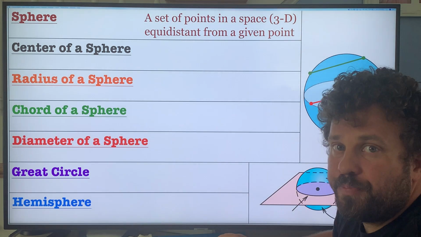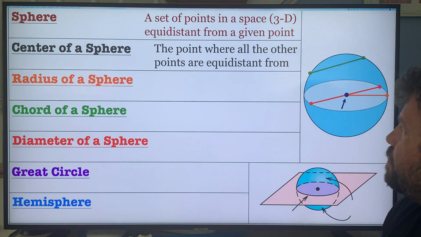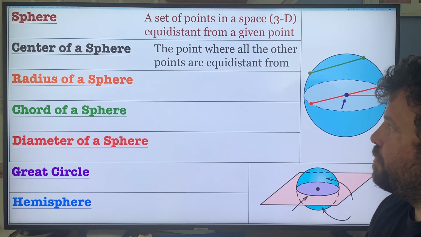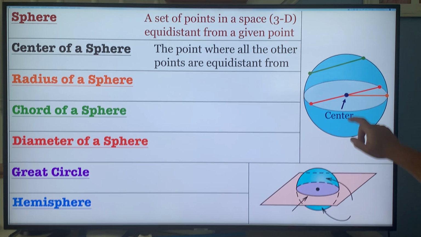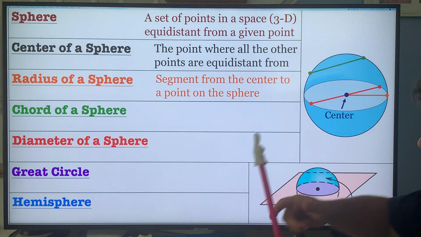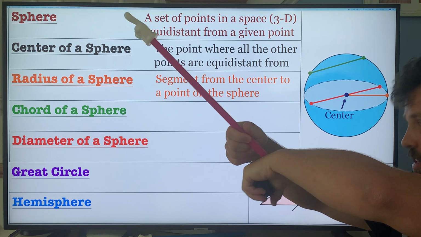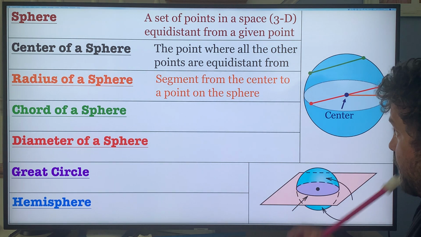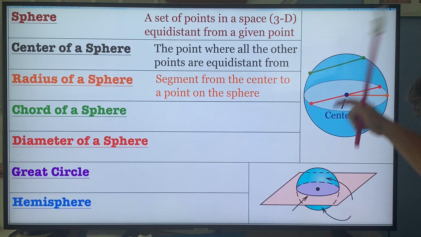Center: the point, my actual point, where every other point is equidistant from. All right, that's my center. The radius of a sphere is the distance from the center to any other place. So in my little terrible diagram I drew for you before, this little pink pointer would be the radius. From the center to any point that actually makes up the sphere.